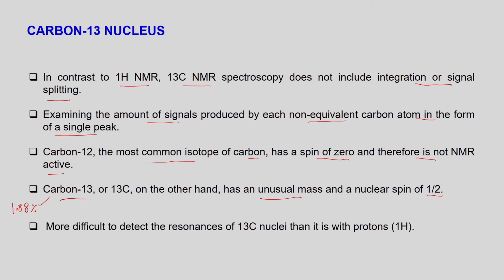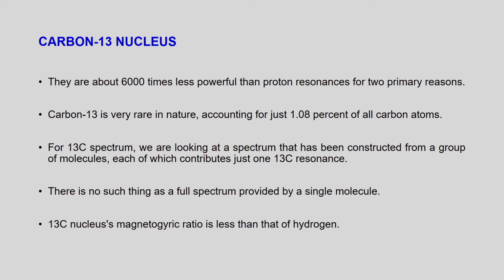Okay. So, now it is more difficult to detect the resonance of 13C nuclei than with its proton. I will tell you why. There are about 6000 times, these C13 NMR signals are 6000 times less powerful than the proton resonance, for two primary reasons. What are these? Carbon 13 is very rare in nature, accounting for just 1.08% of all the carbon atoms. So, in a C13 spectrum, we are looking at a spectrum constructed from a group of molecules, each of which contributes just one 13C resonance. It means that one carbon atom will contribute to a single peak.